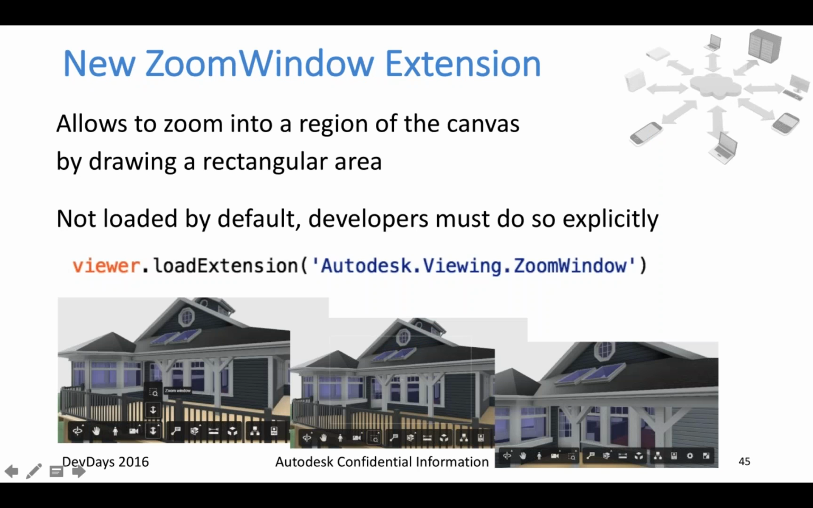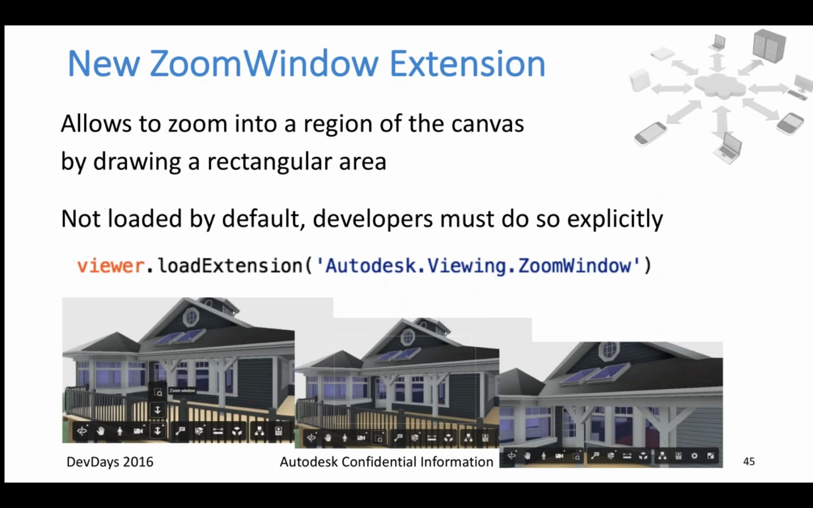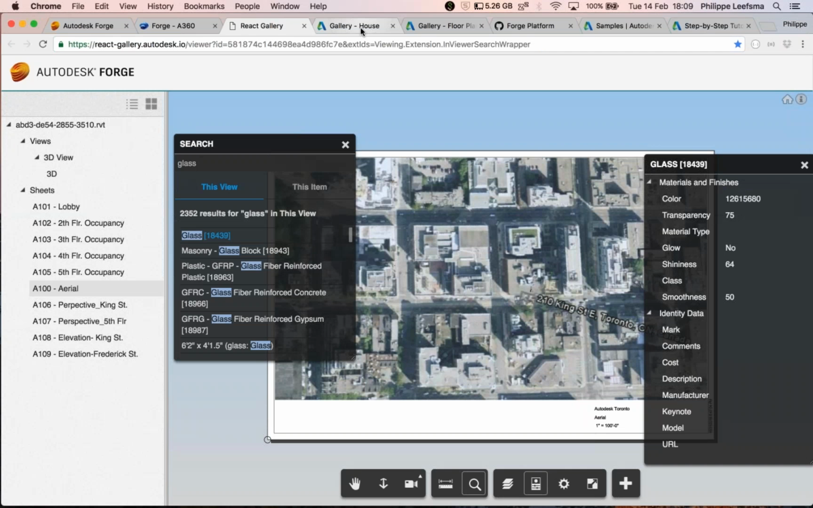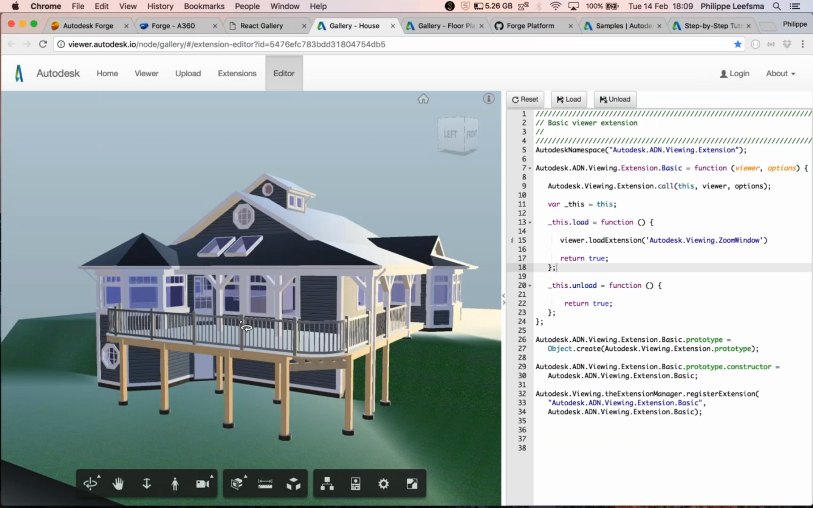Another extension that has been added to the API is the zoom window. So this allows you to draw a 2D window on the model and zoom on the region. So if you use AutoCAD, then you must be familiar with the workflow. Let me show you here a quick demo.